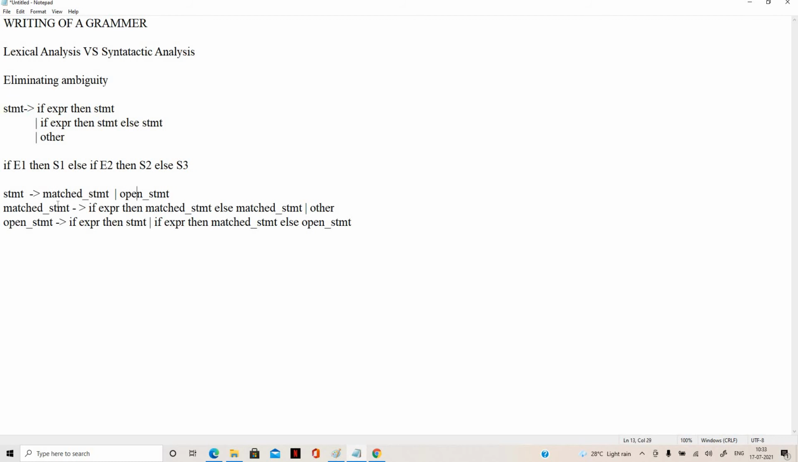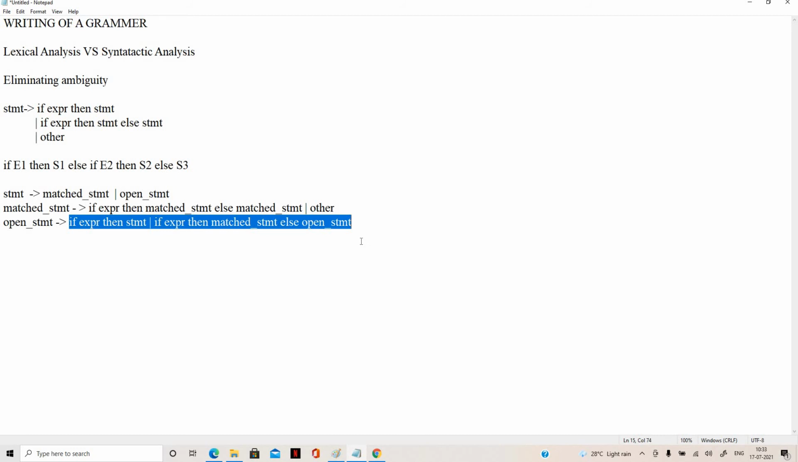Matched statement may be if expression then matched statement else matched statement, or else other. Other means the else part without a condition. Open statement is if expression then statement, or if expression then matched statement else open statement. When you observe this, matched statement and open statement are different. I converted it like this, so now we can't construct more than one parse tree for this grammar. So I converted it into an unambiguous grammar, and this is about eliminating ambiguity.